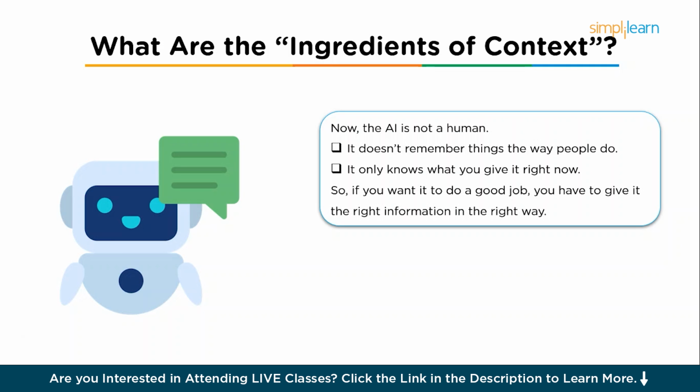And just like cooking a recipe, good context needs a few specific ingredients. If you forget even one, the AI might mess up. So what makes up good context? Let's look at each ingredient in simple, beginner-friendly terms.